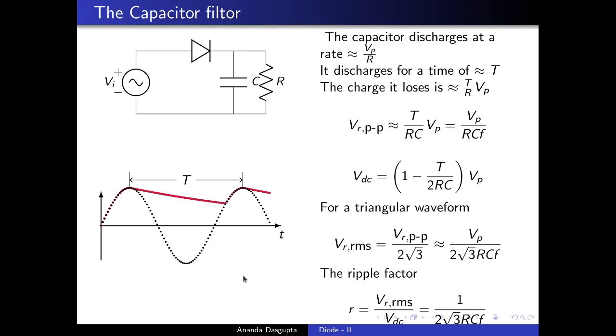If I put a capacitor filter on the output of a full wave rectifier, the discharge would not have occurred for the entire time capital T or nearly capital T. It would have occurred a lot earlier, because the input voltage to the filter would have come back as a positive voltage here and would have given the filter roughly half the time to discharge. So then the ripple factor would be 1/2 of this, or 1 by 4 root 3 RCF. That is for a full wave rectifier with a capacitor filter.